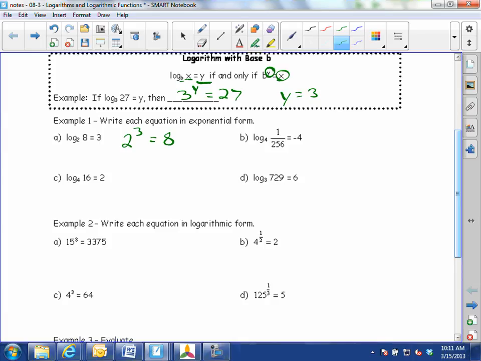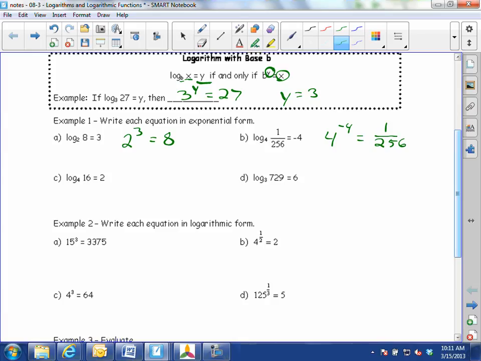Okay, follow with me what we're doing? Okay, on B, what's our base? 4. What's our exponent? Exponent is -4, and we say that's equal to 1 over 256. Which is true because 4 to the positive 4 is 256, negative means we put it in the bottom. Okay, do you want to do C and D, or you understand what we're doing?